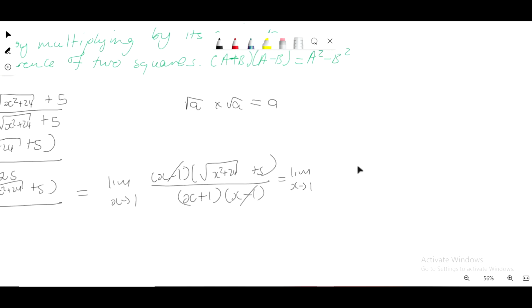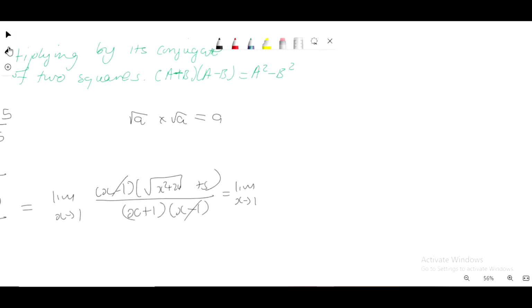Okay. What am I left with? So I'm left with the square root of x squared plus 24 plus 5 over x plus 1. Okay. So now, if I substitute 1 into this, at the top I have 25, the square root of 25 plus 5, right? The square root of 25 is 5. So 5 plus 5, I have 10 over 5 plus 1.